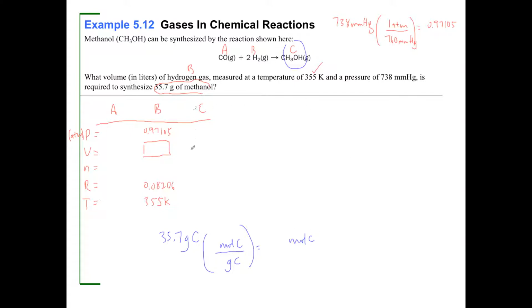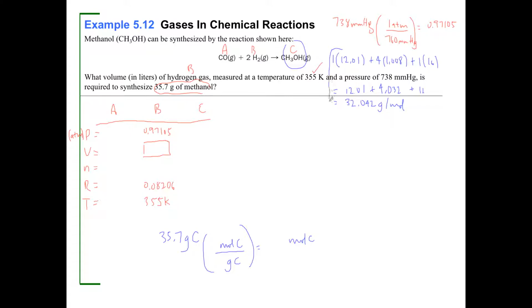And so what is this is the reciprocal formula weight. So the formula weight of methanol is going to be 1 times carbon, which is 12.01, plus 4 times hydrogen, which is 1.008, which is going to be 4.032, plus 12.01 plus 16. That's going to be 32.042 grams per mole of methanol, right?